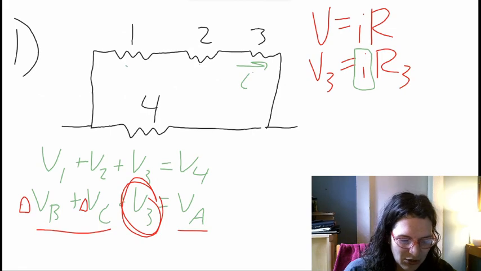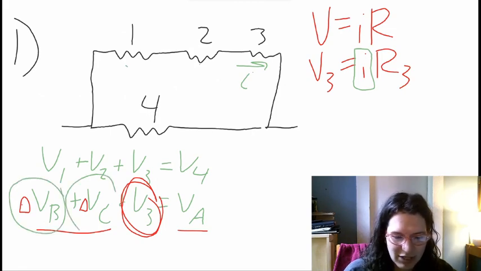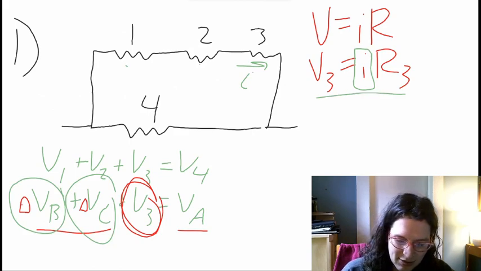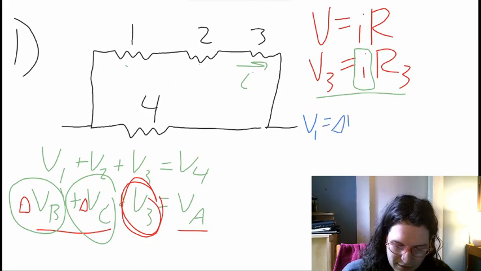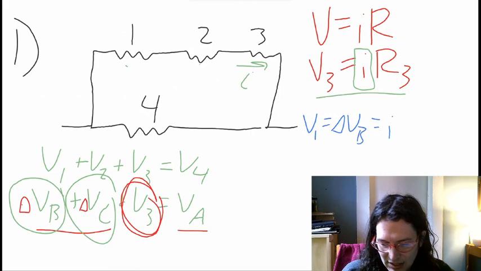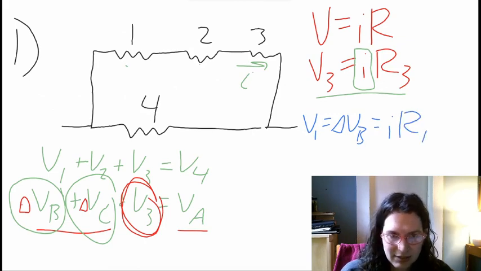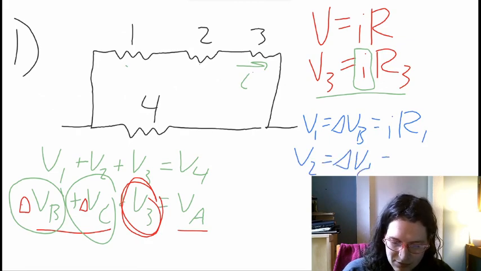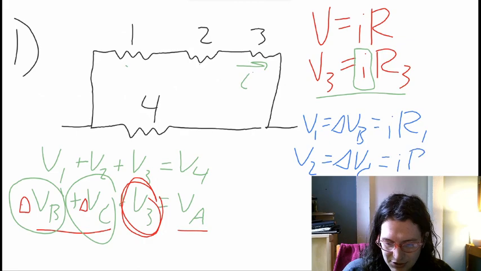So then I just need to relate the voltages that are dropped over each to the current that I'll solve for right here. And I'll get, for example, that the voltage over 1, which is equal to delta VB, will be equal to whatever that current is times resistance 1. And then similarly for resistor 2, I'll have voltage 2 is equal to delta VC, which is equal to that same current times resistor 2.